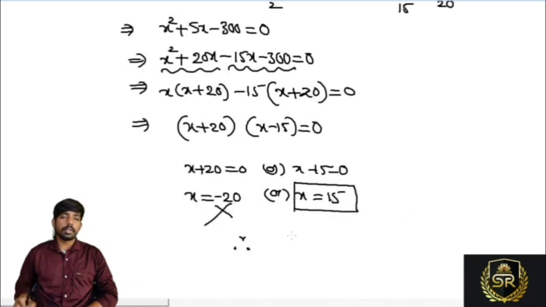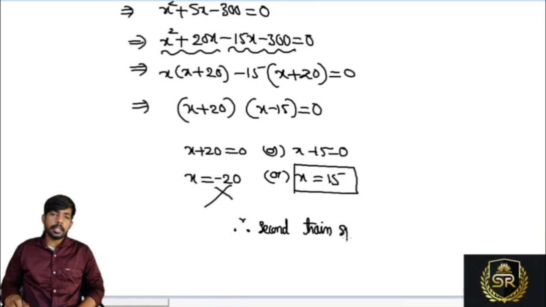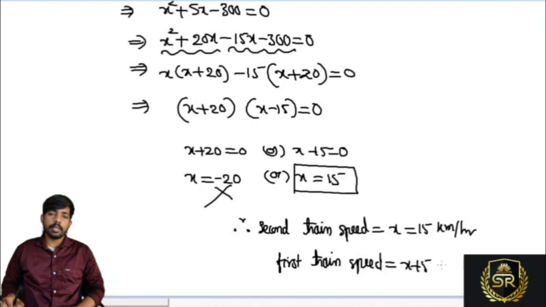Okay, therefore the second train speed is equals to x, equals to 15 kilometers per hour. Okay, 15 kilometers per hour. And then the first train speed is equals to x plus 5, right? X plus 5 means 15 plus 5 kilometers per hour. So 15 plus 5 is how much? 20 kilometers per hour. Therefore this is the conclusion, that's all.